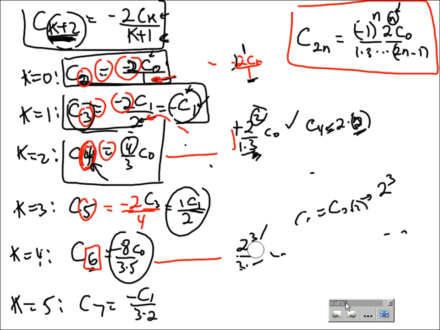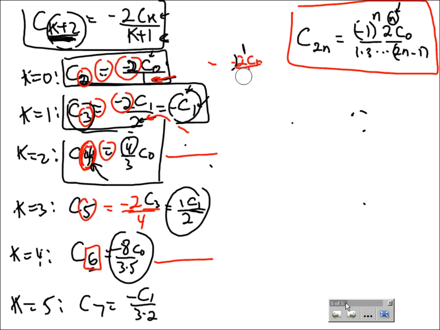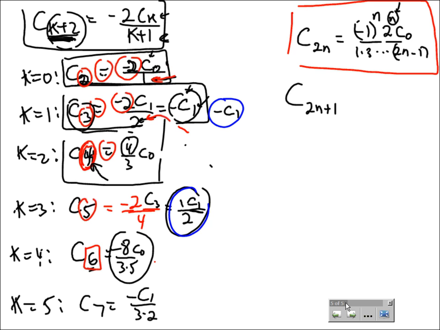Now remember, every odd number is an even number plus 1 more. 7 is 6 plus 1. 13 is 12 plus 1. You can think of every odd number as an even number plus 1 more. Now, what are the odd ones? We get negative C1, we get 1/2 C1, we get negative C1 over 3 times 2.